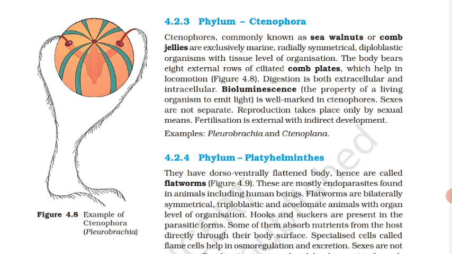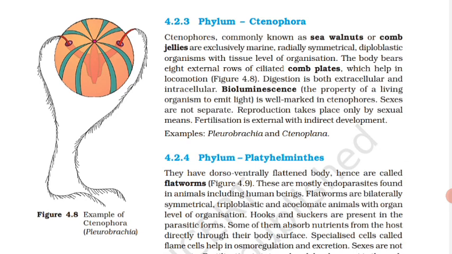The next phylum, Aschelminthes. The body of the Aschelminth is circular in cross section, hence the name roundworms. They may be free living, aquatic and terrestrial, or parasitic in plants and animals.